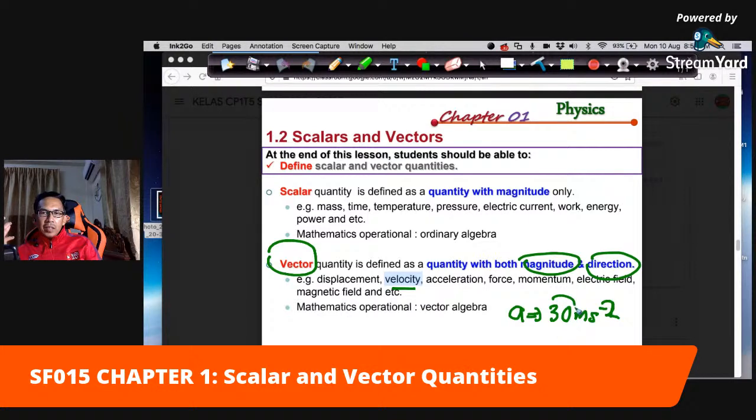So the object accelerates 30 meter per second square. This 30 is a magnitude. And the next you can ask what is the direction, to the left, to the right, or downward, or upward. Meaning acceleration must have magnitude and direction. That's why acceleration is a vector quantity.